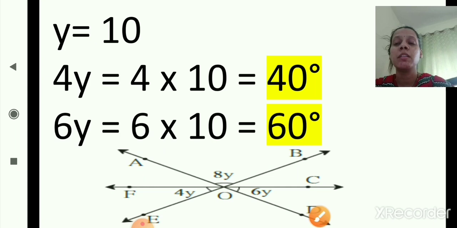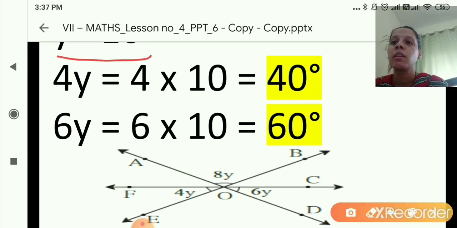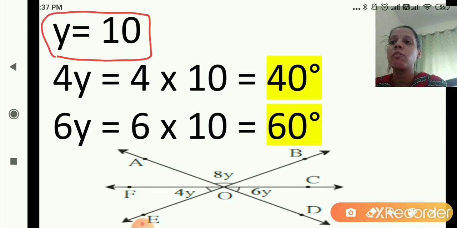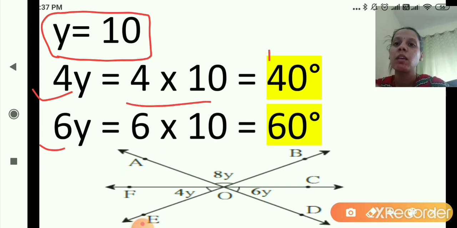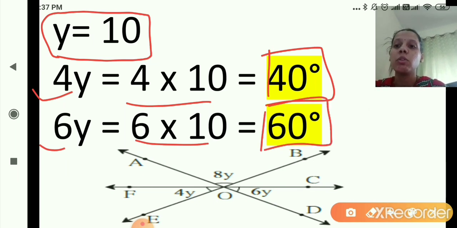Yes, this is the next step. y is equal to 10 degree. Now we will put this value in 4y, 6y and 8y. 4y means 4 multiplied by 10, that is 40 degree. 6y means 6 multiplied by 10, that is 60 degree, right? So 4y means 40 degree, correct. 6y means 60 degree, correct.